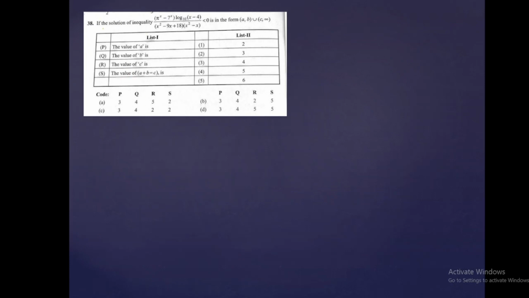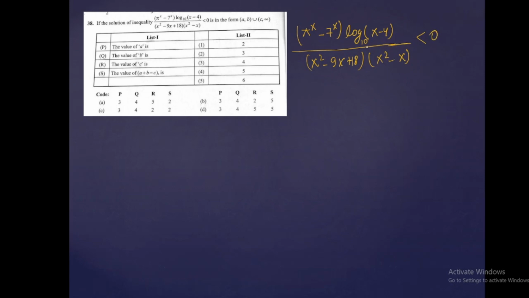So here the question is basically based on inequality. It is pi^x minus 7^x, log base 10 of (x minus 4), and then we have x square minus 9x plus 18, into x square minus x, and we need to have this lesser than 0.